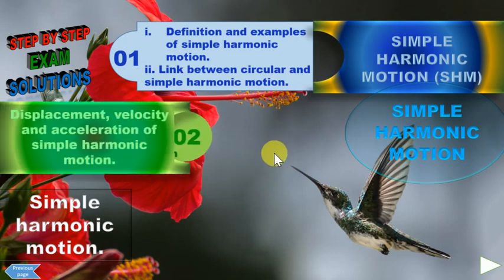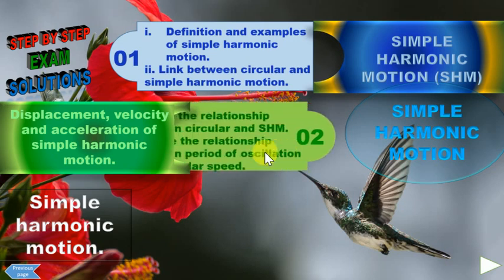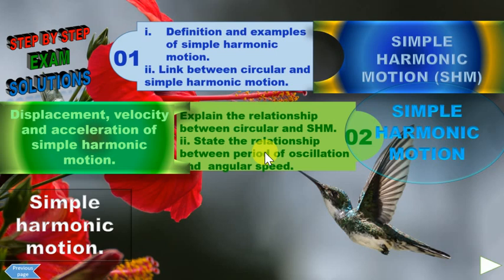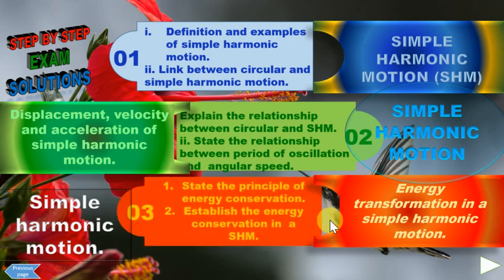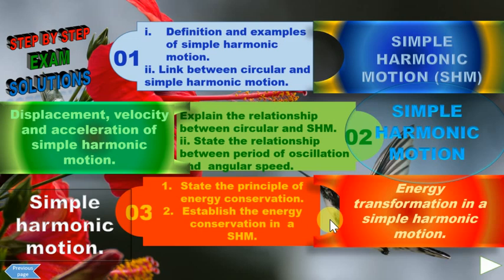Then in video 2, we'll be looking at displacement, velocity, and acceleration of simple harmonic motion. Under this, we'll be studying, explain the relationship between circular motion and simple harmonic motion, state the relationship between period of oscillation and angular speed. For video number 3, we'll be dealing with energy transformation in a simple harmonic motion, and we'll be looking at number 1, the principle of energy conservation, and we'll be able to establish the relationship between the conservation of energy in simple harmonic motion. Now let's start the presentation proper.